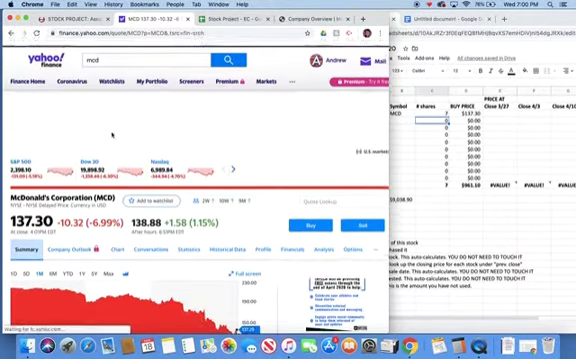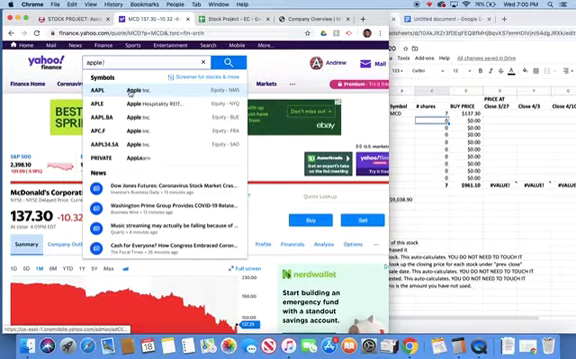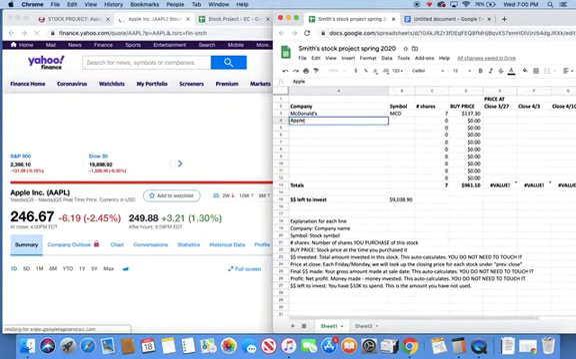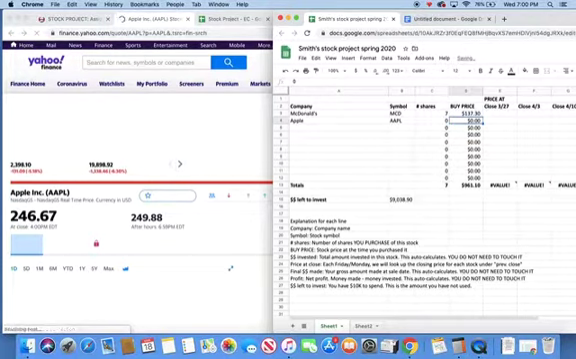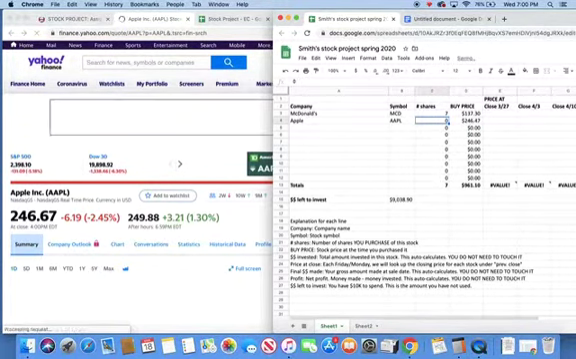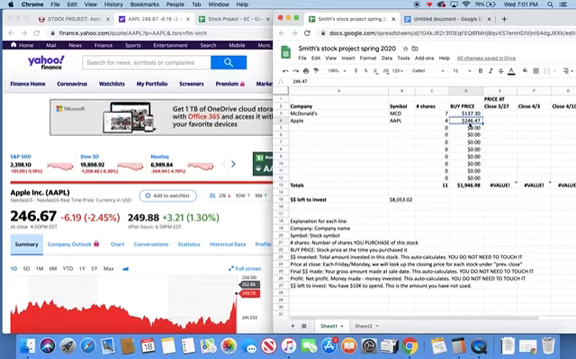Let's maybe pick Apple. And so Apple Inc. is AAPL. So I'll write in Apple. And their stock price is $246.47. So that's my price at the time I buy. And again, I've got $10,000, so I'll put in $246.47. I bought 4 shares of Apple at $246.47 a piece.